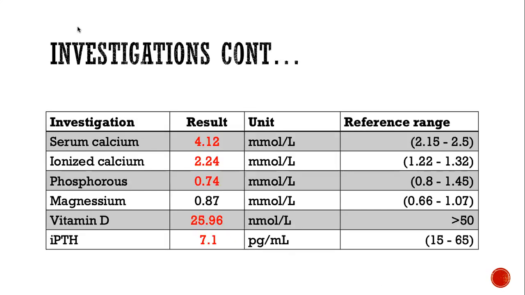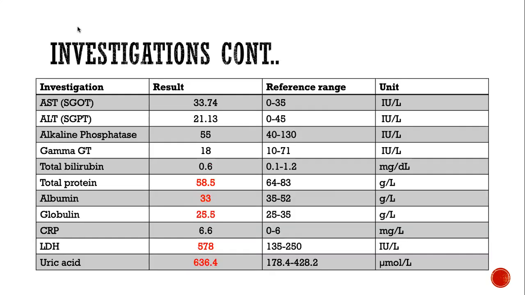His serum calcium was 4.12 millimole per liter, which is very high, and his serum ionized calcium level 2.24 millimole per liter, which is also very high, and serum phosphorus 0.74 millimole per liter, which is low, and serum magnesium level of 0.87 millimole per liter, which is normal, and the vitamin D 25.96 nanomole per liter, which is low, and the intact PTH value was 7.1 picogram per milliliter, which is also low.